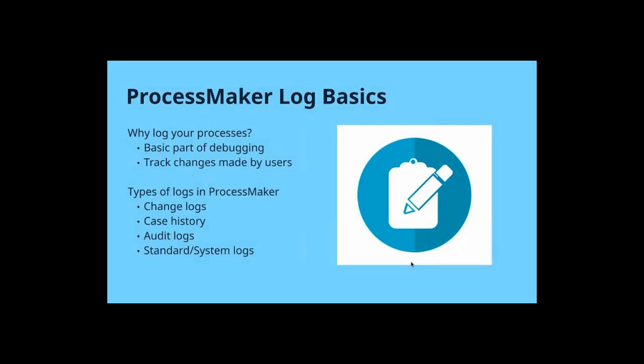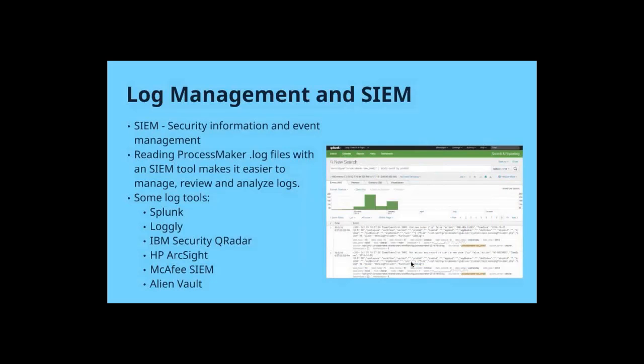The audit logs, on the other hand, cover the changes that were made under the admin and configuration section of the application. And the standard logs or system logs, which are the last one, are the ones that record all those elements or transactions that were made in the background behind ProcessMaker. These are, of course, one of the most important ones because, let me go to the next slide.